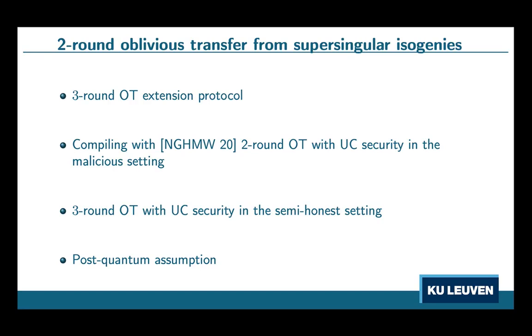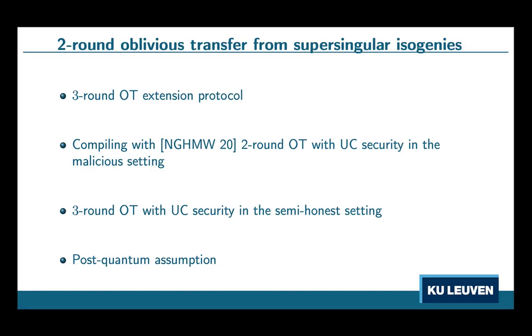And the second thing is that we can use a recent compiler proposed at Eurocrypt, which takes any 2-round OT with some specific security notions, which we prove our protocol has, and extends it into a two-round OT in the malicious setting, where adversaries are allowed to arbitrarily deviate from the protocol, which is a much stronger guarantee than the one we obtained for the initial protocol. So this does eventually give us a two-round OT based on supersingular isogenies over F_p squared with full malicious security in the UC model, which is great.